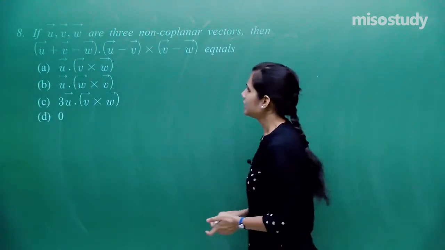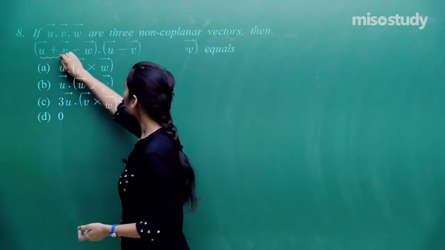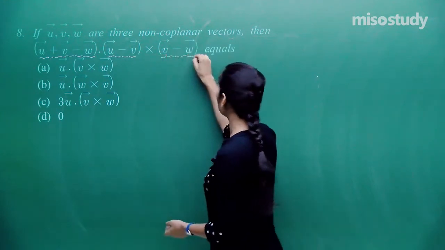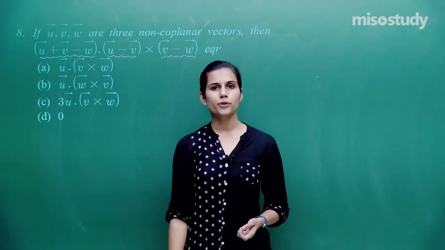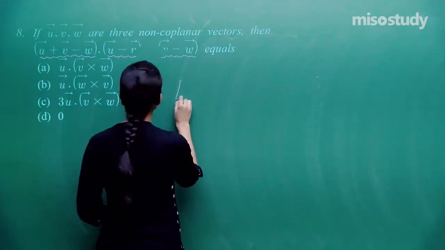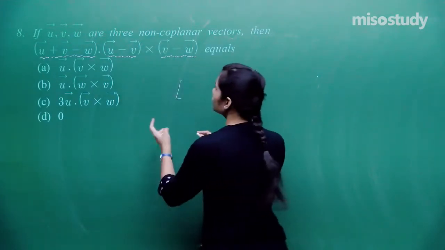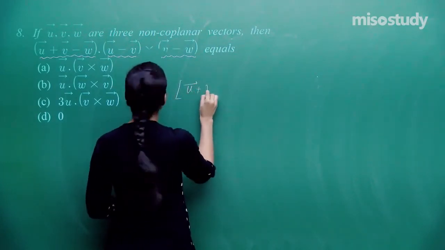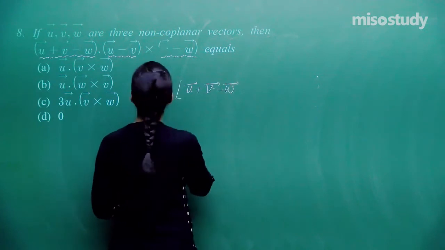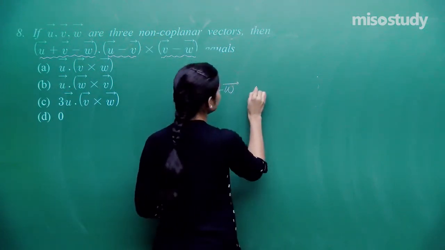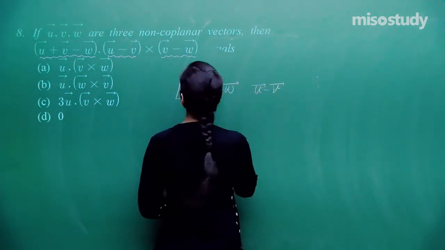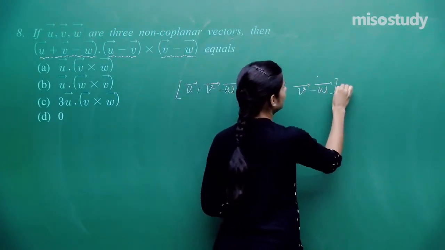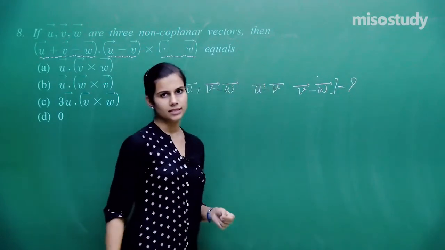Now see, u vector plus v vector minus w vector is one vector, dot product with cross product of 2 vectors. This is talking about the scalar triple product of 3 vectors. What is the question asking? The scalar triple product of u vector plus v vector minus w vector with u minus v with v minus w. What is this asking?